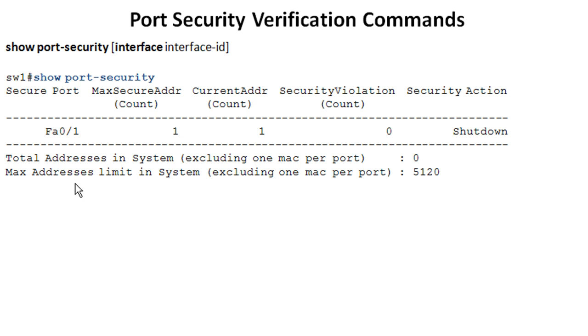This is pretty cool because it shows you the maximum limit for the system, excluding 1 MAC per port. So this is a 3550. You can see that it can learn approximately 5100 MAC addresses. So with port security enabled on all our ports and limiting the number to 10, we're not going to get anywhere near this limit and invoke the CAM table flooding attack that we were talking about before.